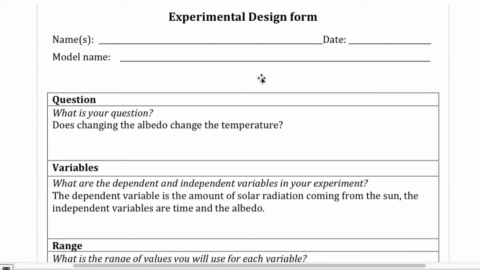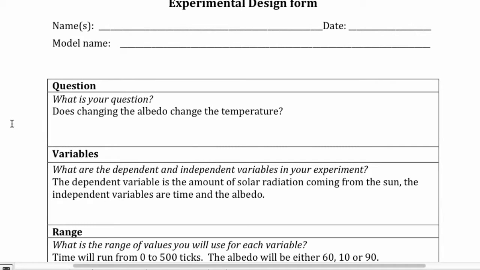I'm going to show you one way of filling out the experimental design form in order to run an experiment with the greenhouse gas base model and the albedo slider. By now you should have tried filling this out on your own, so this is just another way of filling it out. There are many different types of experiments you could run, so remember that this is just one example.